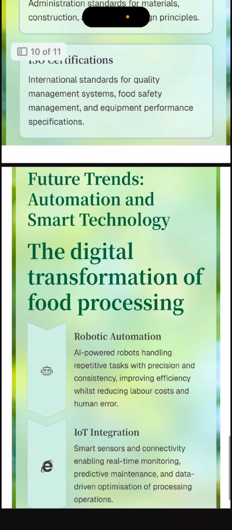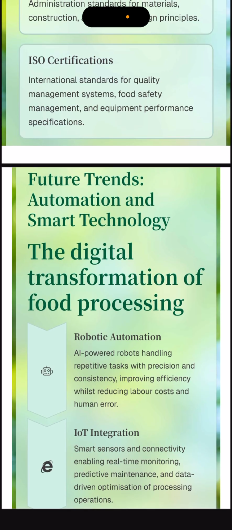The future trends in this equipment industries are the digital transformation of food processing. The industry is evolving with the integration of automation and smart technology to enhance efficiency, safety, and data driven decision making. Robotic automation. AI powered robots are increasingly used for highly repetitive tasks. This includes pick and place operations on packaging lines, butchering, and sorting. The benefits include increased speed, unparalleled consistency, and a reduction in both labor costs and human error.